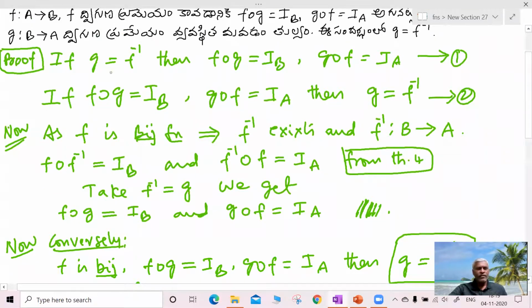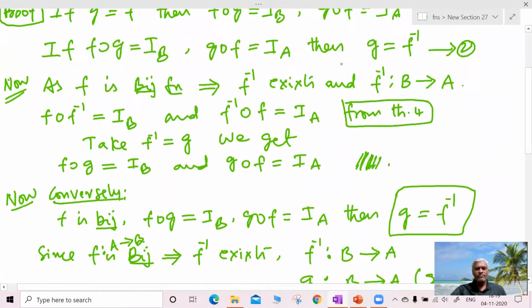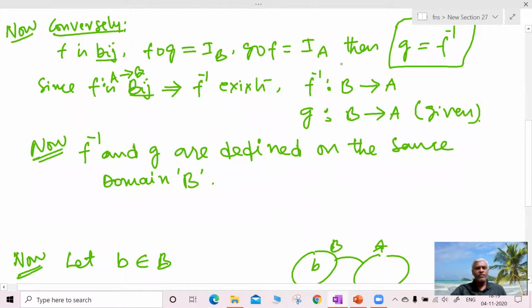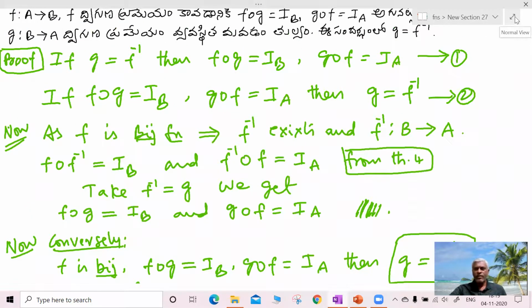So taking G is equal to F inverse, we have to prove G circle F is equal to IB, F circle G is IB, G circle F is equal to IA. This is one. And second, the converse: if F circle G is IB and G circle F is IA, then we have to prove G is equal to F inverse. So in this way we have proved it. A very interesting and important theorem, by making use of the given conditions in the theorem.